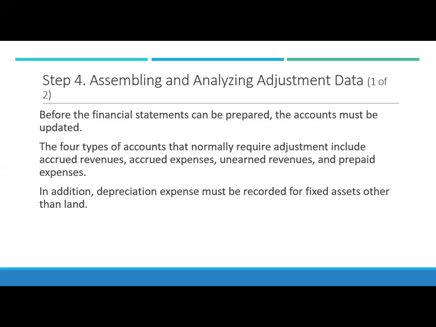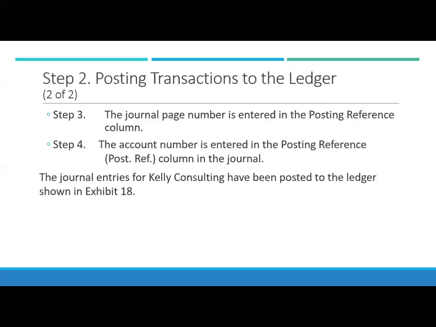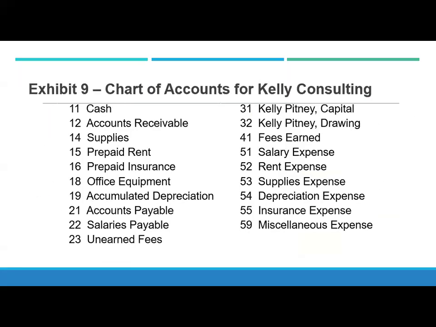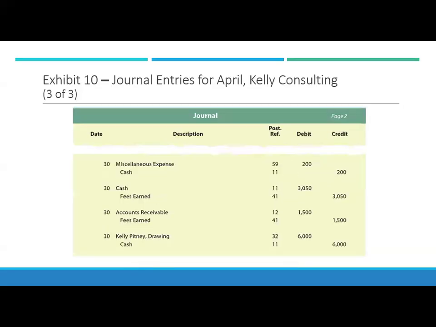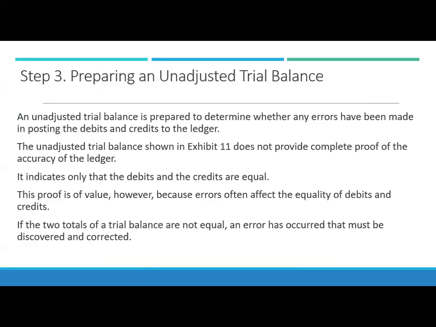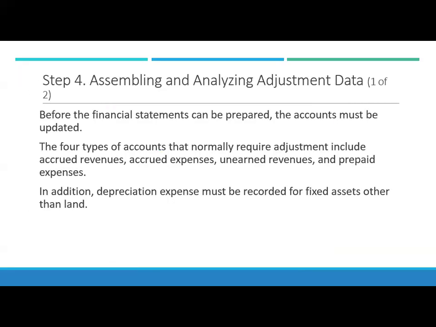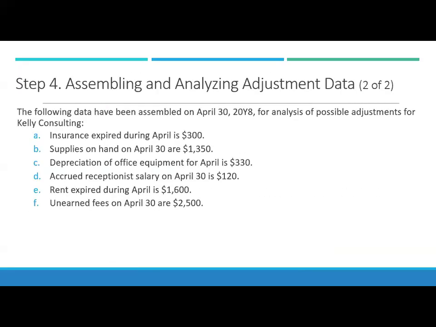And so then we have to assemble all of the adjustment data. For example, we had that journal entry for the prepaid insurance and the prepaid rent. So we have to get the documents that say, okay, how long was the policy for? How many months were prepaid rent? And then we can take a look at that later so we know how much to adjust for.